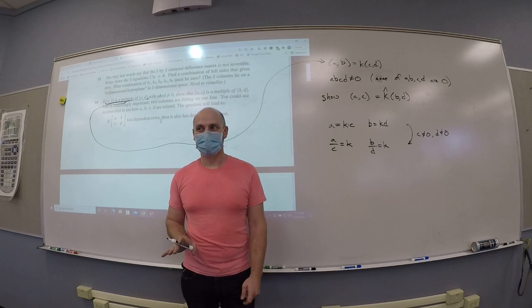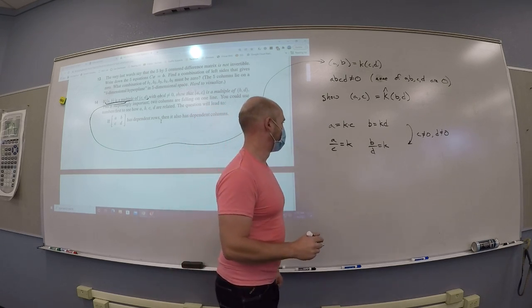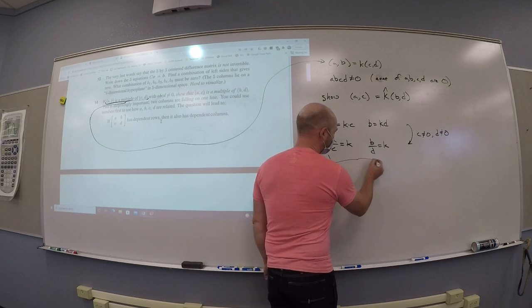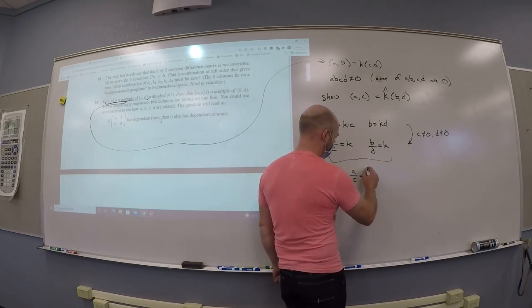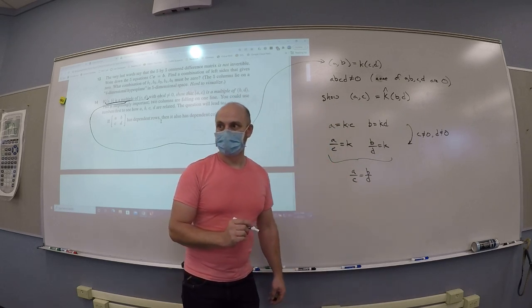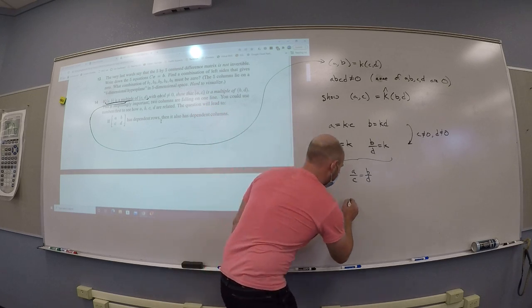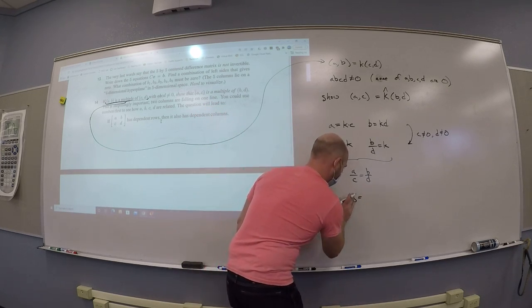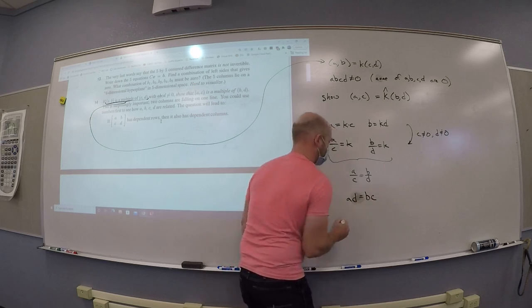Okay, cool, now what? Now, prove that the other ones aren't zero. Well, so out of these two together, you can say A over C is B over D. Which means AD equals BC. So AD is BC.